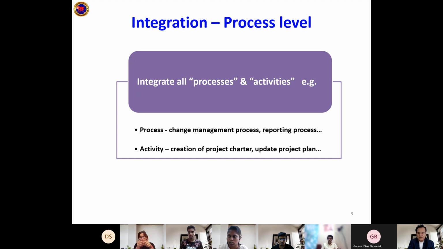Okay, so there are two activities for integration, you as a manager. One is writing several processes and documenting several activities. Now let's go to the next one.